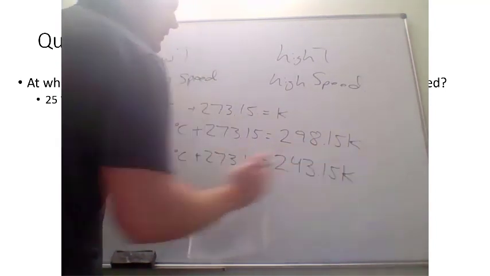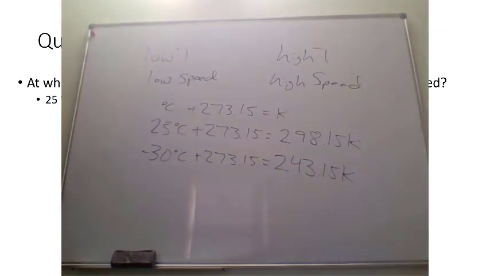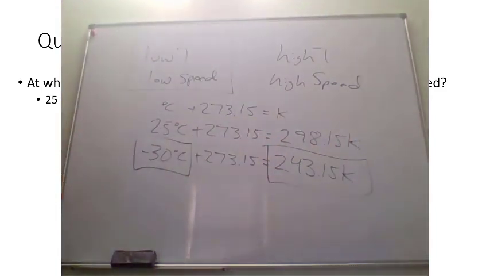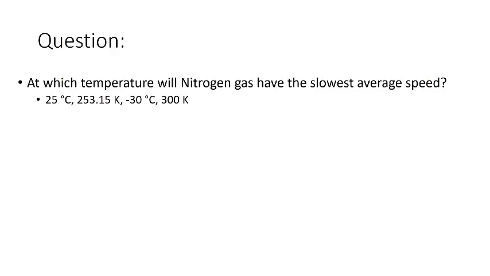Okay? So we can take a look at all the numbers given to us here and see which one is going to be our lowest temperature to indicate which is going to give us the lowest speed. So we find that negative 30 degrees Celsius corresponds to 243.15 Kelvin, which is the lowest amount given to us. So negative 30 degrees Celsius is our correct answer.